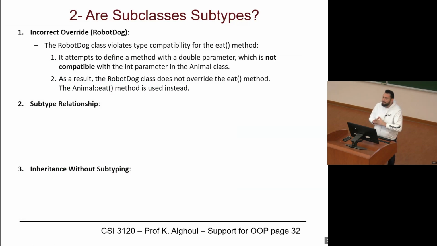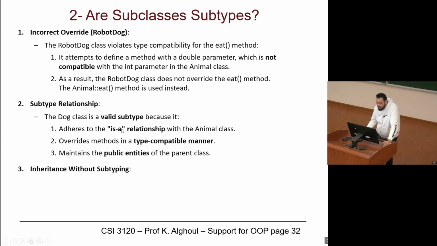So now our subclass is a subtype, incorrect override. As we said, there is an incorrect override, as we explained in the example. So for that subtype relationship, the dog class is a valid subtype. We said the first one. The dog class would be considered a valid subtype because it adheres to the is-a relationship with the animal, and overrides the method in a type-compatible manner. So when it overrides the method, it kept the behavior, it kept the type. That's why it's considered a valid subtype, and it maintains the public entities.